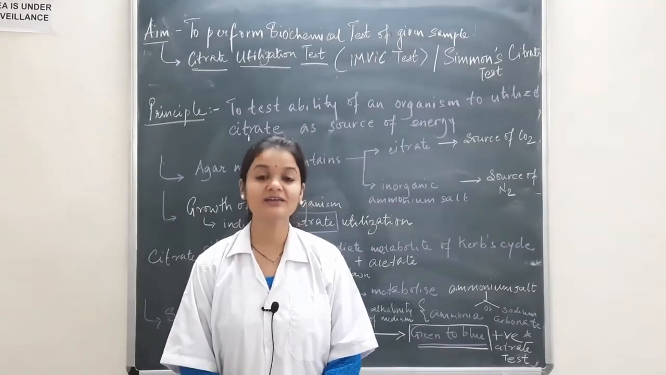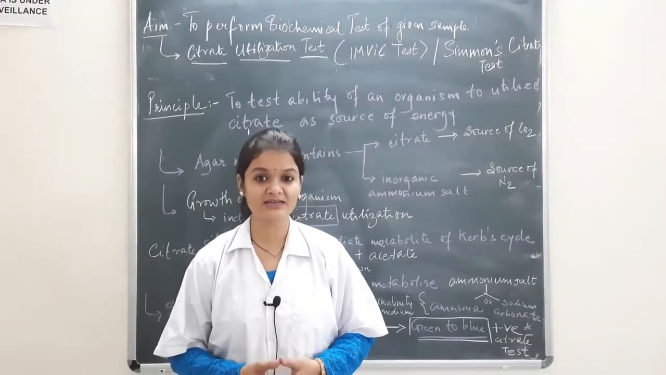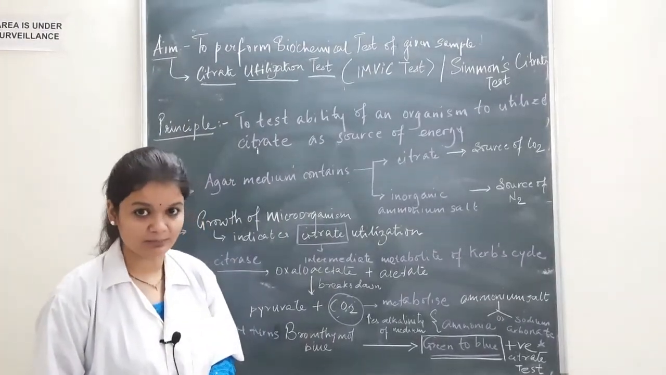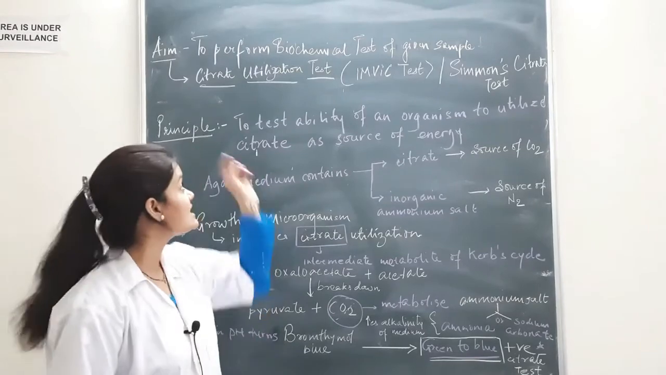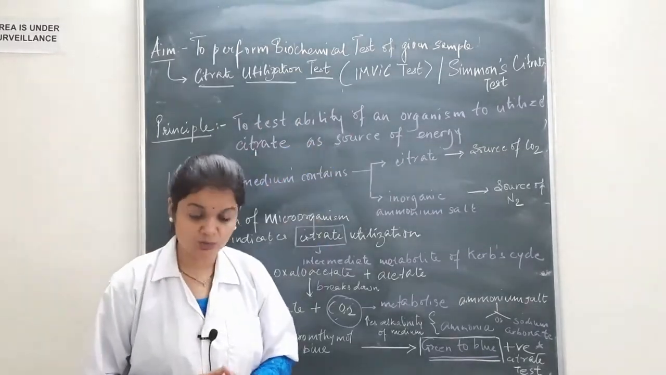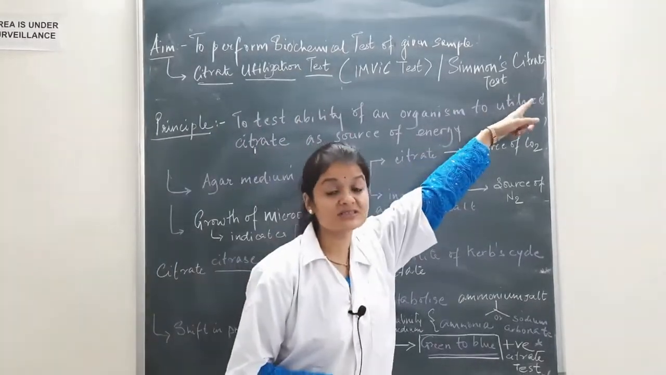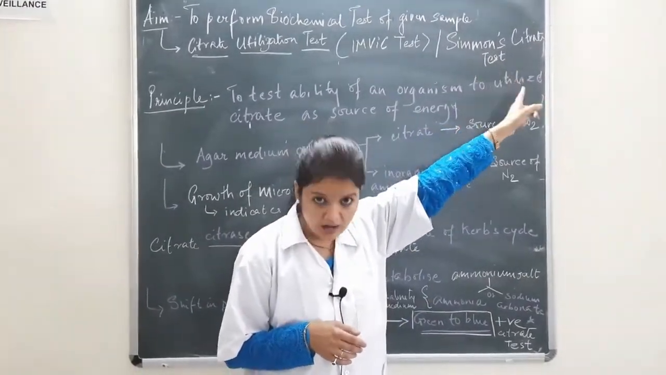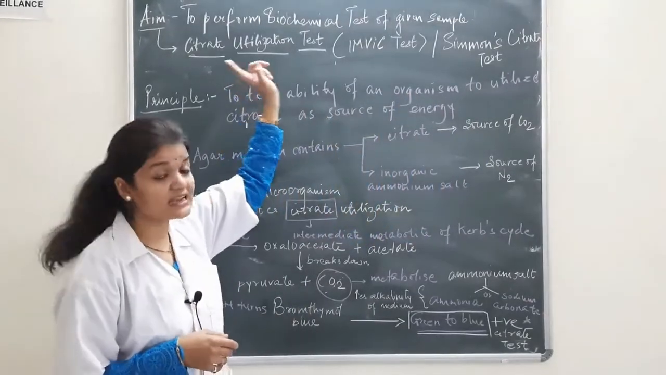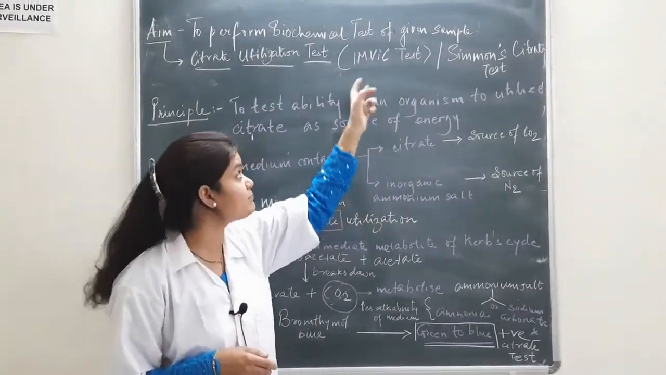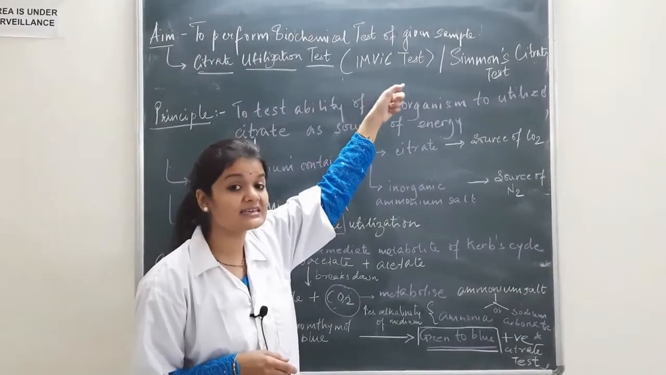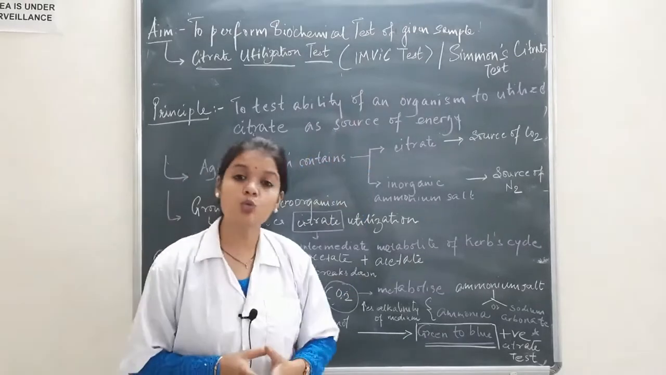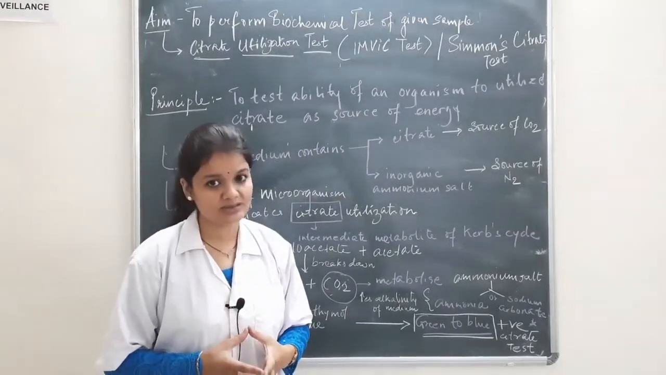So today we'll be learning about one of the micro practicals, that is to perform a biochemical test of a given sample. Here we'll be performing the citrate utilization test, which is also known as Simmons citrate test, because we are utilizing Simmons citrate agar. This citrate utilization test is a part of the IMVIC test, which is also known as indole, methyl red, Voges-Proskauer and citrate test.